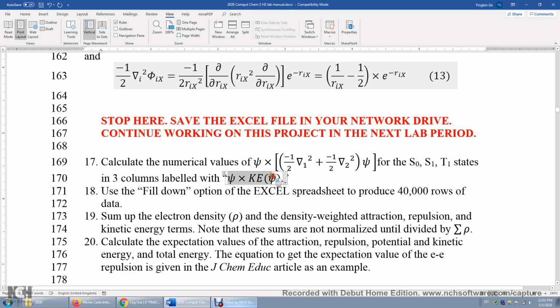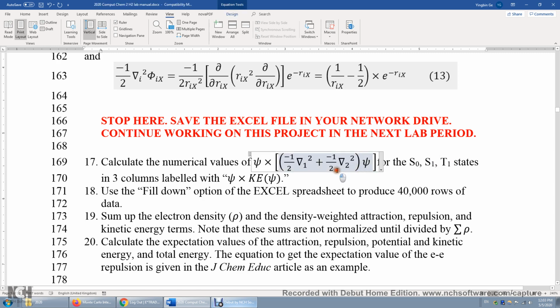Okay, so let's label this column in this way. Again, you need 3 columns for the 3 different electronic states. S0, that's the ground singlet state. This is the first singlet excited state. This is the first triplet excited state.